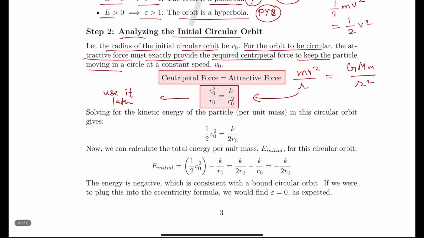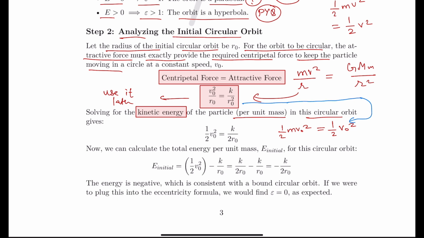Now try to write the initial energy, because we are going to find the energy, and if you find energy, we will get the value of eccentricity. So it is very important to find the value of energy. But to find the value of energy, we are required to find the value of kinetic energy. So kinetic energy of the particle per unit mass in the circular orbit will be given by half m v naught square, and m is 1, so it is going to be half v naught square, and v naught square we can get from this expression.